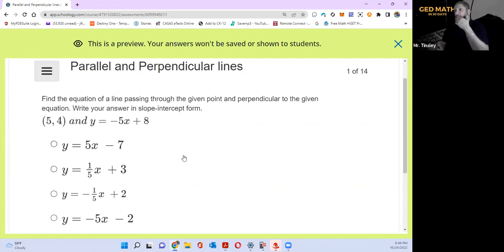Look at the first problem. I love it. Find the equation of a line passing through the given point and perpendicular to the given equation. Write your answer in slope-intercept form. It's passing through 5, 4, and is perpendicular to y = -5x + 8. Can anybody tell me how to start this problem?